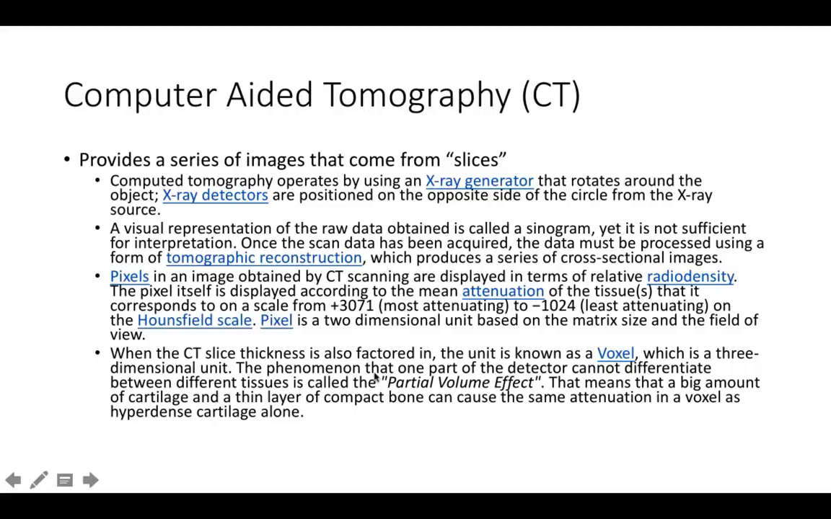One limitation, where the detector can't differentiate between different tissues, is called a partial volume effect. In other words, that means that if you have a big amount of not so dense tissues compared to a small amount of very dense tissues, then that can cause the same attenuation in a given voxel. So that's why people would like for their voxel size to be as small as possible, because within a voxel, you're just going to get information for that voxel, and you don't know if there is further structure within the voxel volume that might provide more information.